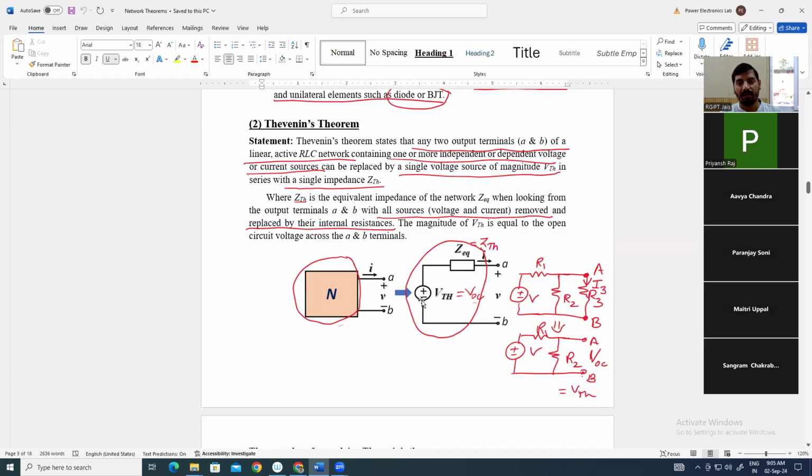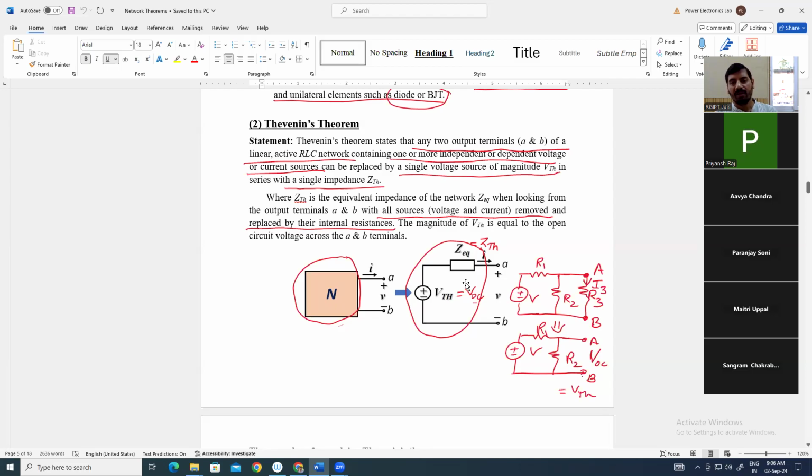So we can calculate this value by solving the remaining network using any method that we have studied earlier. We can use Kirchhoff's law, node method, mesh method, or superposition theorem. Whatever circuit solving technique you can apply, anyone, as per the simplicity and complexity of the network.